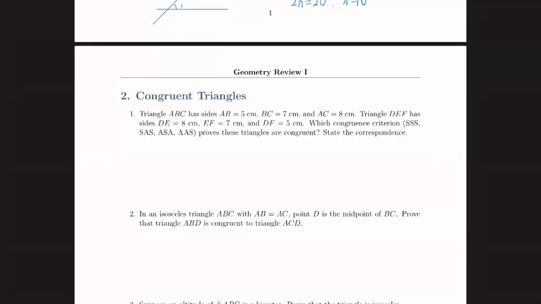Second part about congruent triangles. Okay, Kira, let's recall the definition of congruent triangles. When are two triangles congruent? They have the same shape and size. Okay, same shape and size. So to determine if two triangles are congruent, we have four theorems.